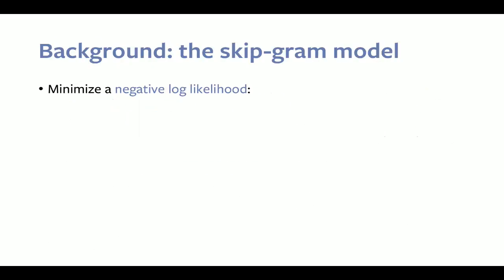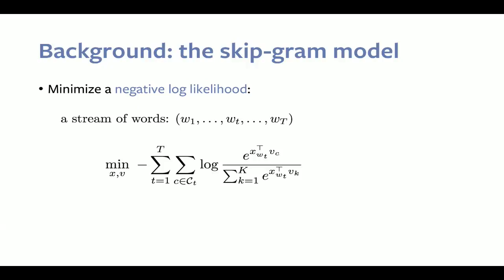You train this model by minimizing a negative log likelihood. So you have a stream of words in a big corpus, let's say Wikipedia, and you minimize with respect to x and v the sum over this dataset of the negative log likelihood of the previous model. This actually hides the co-occurrence counts that are classically used in training word representations. Instead of summing over the dataset, you can sum over the dictionary by just weighting your examples.